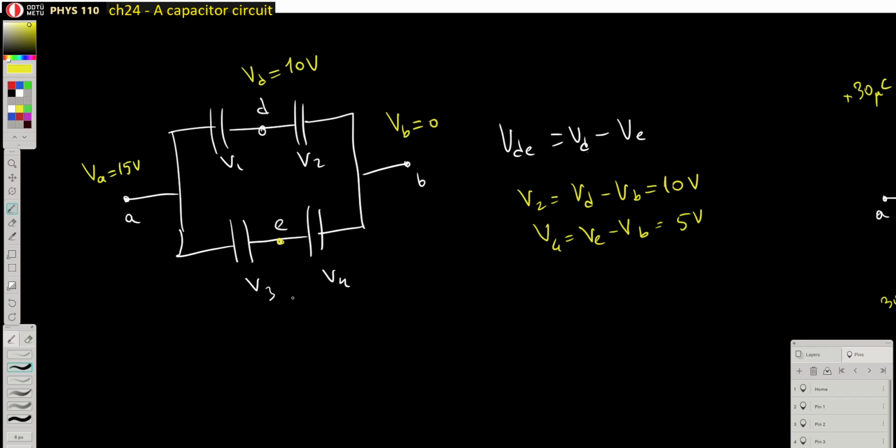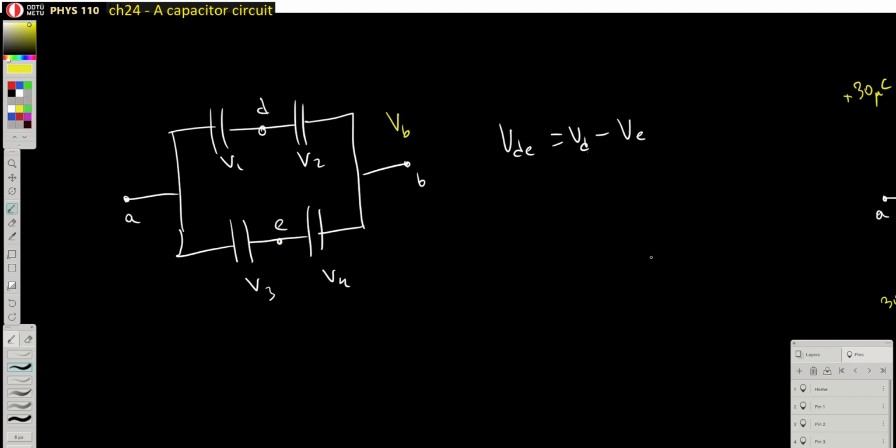Therefore this VE is equal to 5 volts. Then you can check that, for example, this V3 is 15 minus VE, and so therefore this is 10 volts, and so on. In any case, since we established that this is 10 volts and the other one is 5 volts, you can easily see that D is at a higher potential than E. How much higher? About 5 volts. Okay, that's one way.